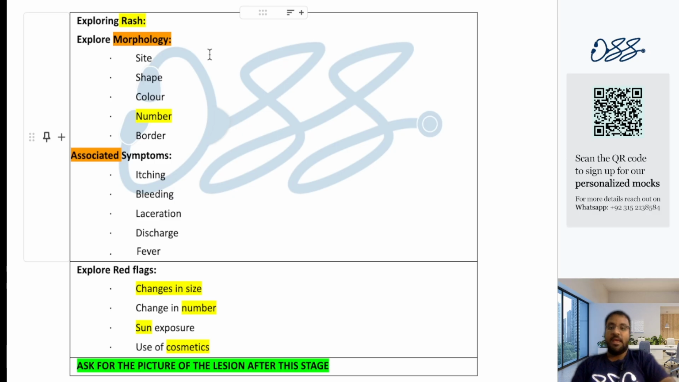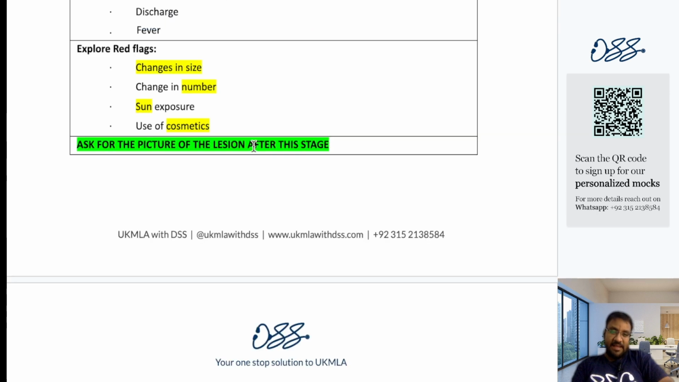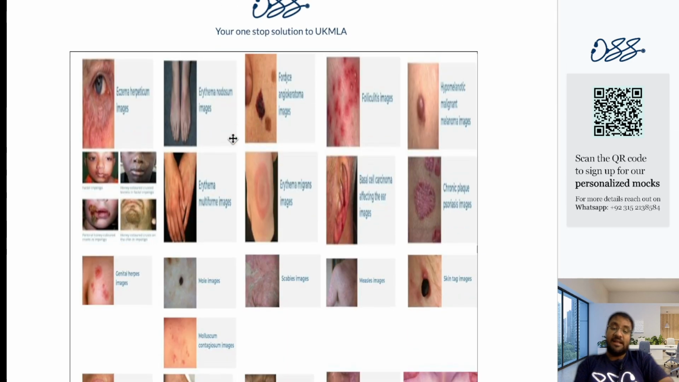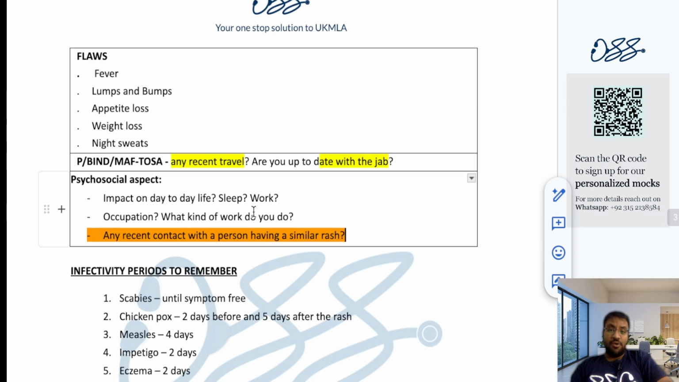Just to quickly review it for you: morphology, site, shape, color, number, border, associated symptoms like itching, bleeding, laceration, discharge, fever. Then red flags like changes in size, number, any sun exposure, use of cosmetics. And then you're going to ask about a picture of the rash, or say, can I please have a look at your rash? And then once you're done with that, you're going to do the FLAWS.